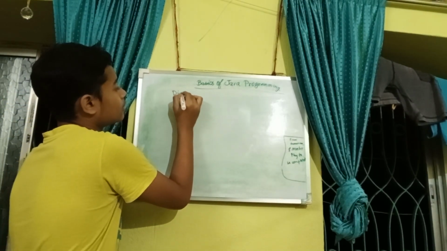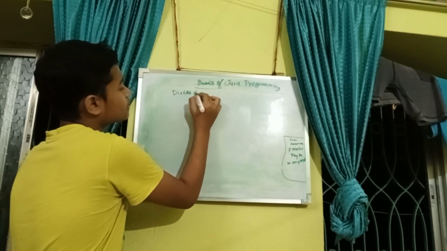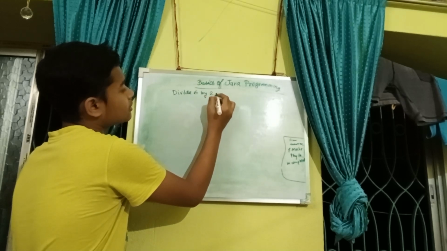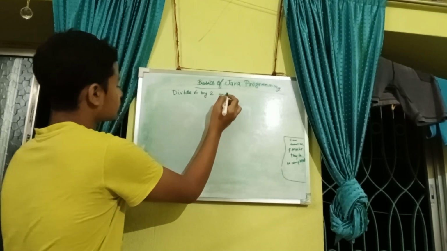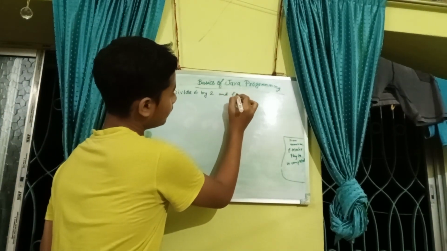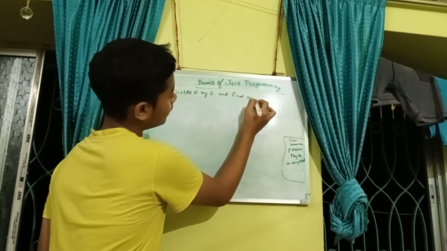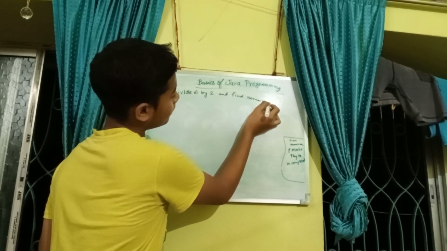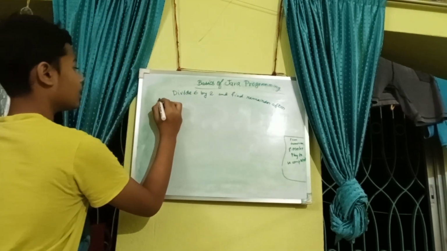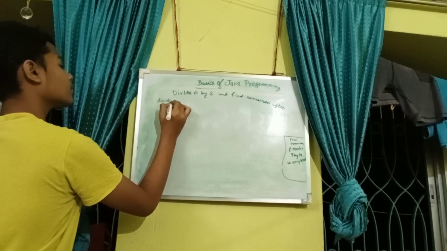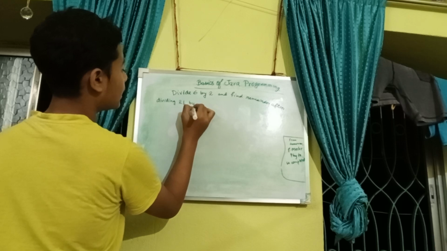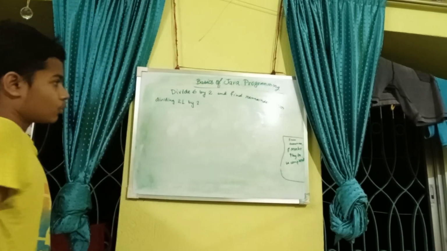Division program: divide 6 by 2, and find the remainder after dividing 21 by 2. Understood?